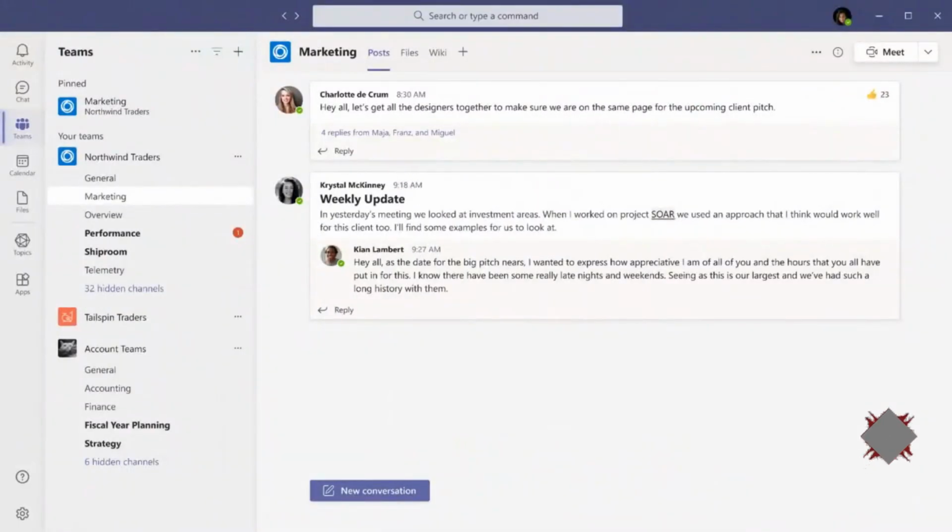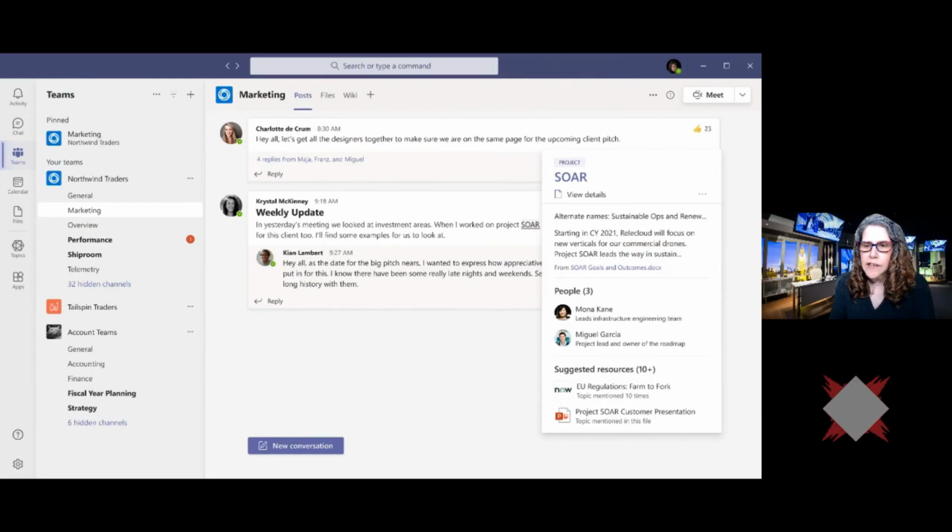Just to give you a quick little view, this isn't actually in GA yet, but it was announced. You'll see here that there's a highlight around the word SOAR right here inside of Teams. And what it brings up is called a topic page.